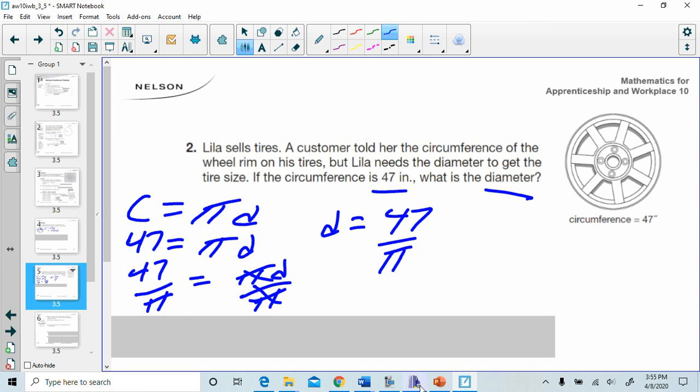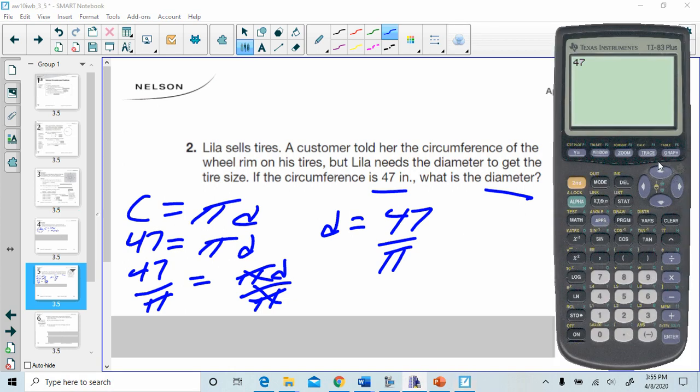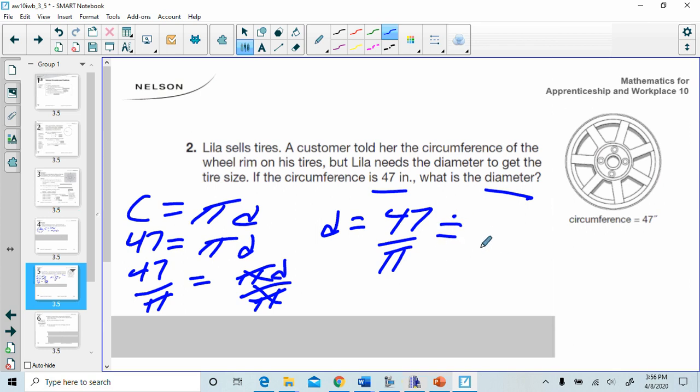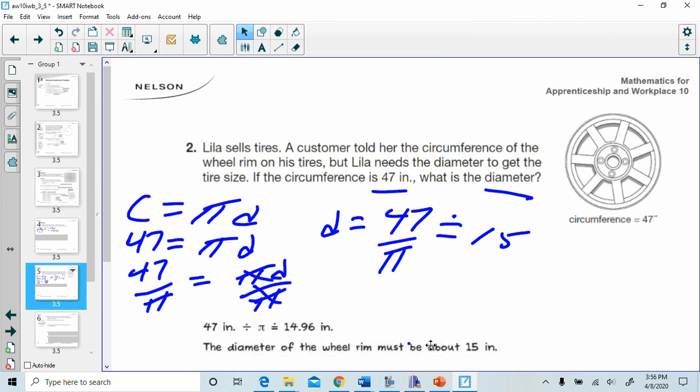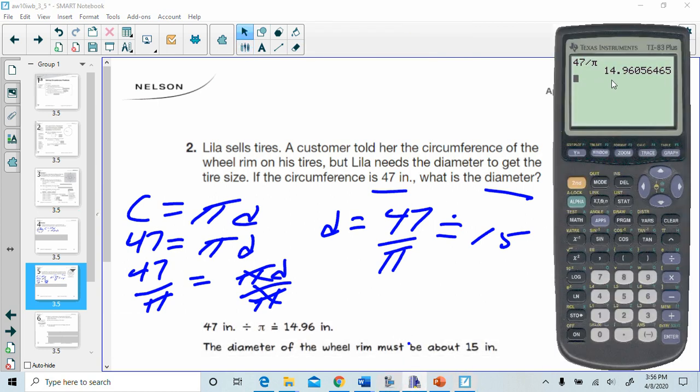And then we'll just go back to the calculator for that one. So we're going to go 47. Again, I'll divide by pi with the pi button. So we can see 14.96. But that's kind of a weird number to give for a tire size. So your rounded number will be about 15. So that dot is about. Because you're not going to go in and say, hey, I'd like a tire that is 14.96 inches. So we're going to round that to 15 inches.